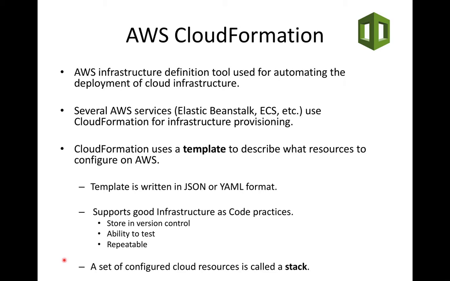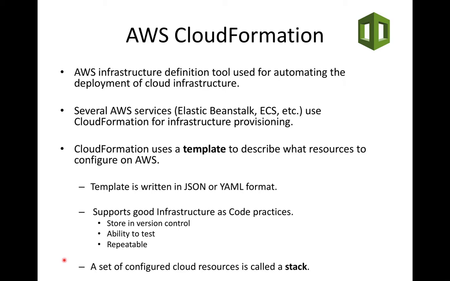What you may not realize is that many different AWS services actually use CloudFormation under the hood. Services like Elastic Beanstalk and ECS use CloudFormation to automate infrastructure. So these are managed services that you don't really have to worry about the underlying infrastructure. But AWS is using its own infrastructure definition tool to manage infrastructure components.